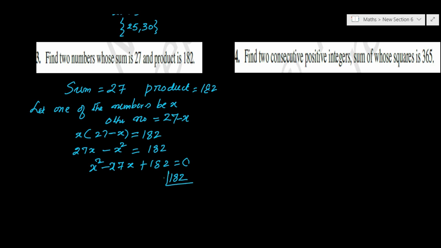So 182, 2 91s and 7 13s are 91. So the factors for 182 are 2, 13 and 7. So here you can write it as 14, 7 into 2, and 13. So x square minus 14x minus 13x plus 182 is equal to 0.